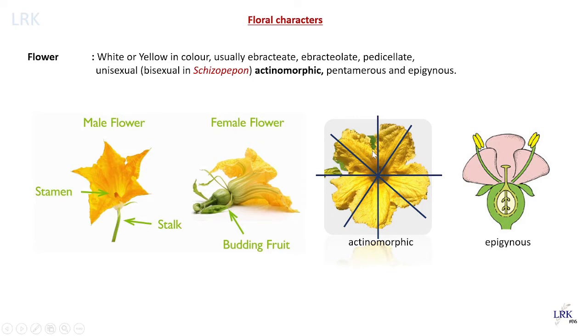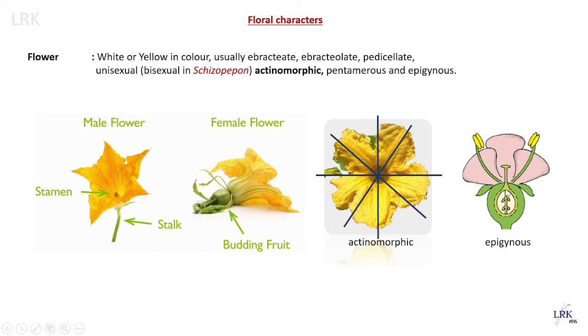What is actinomorphic? If the flower can be divided into two equal halves in any plane, then we call it an actinomorphic flower. That means it has a radial symmetry, and these flowers are pentamerous. Pentamerous means the floral parts are 5 or multiples of 5 in number. So they are pentamerous, they are actinomorphic, and the condition is epigynous.